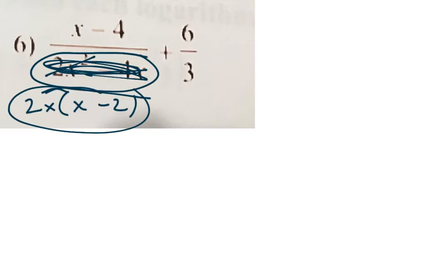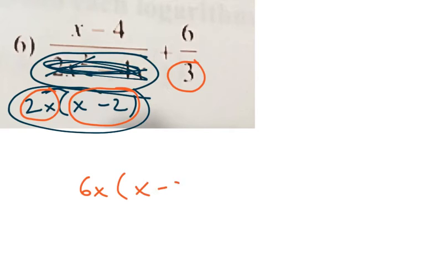Now, why do I want it factored again? Because that's going to help me find my common denominator. What is my common denominator? It's the combination of the 3 with the 2x with the x minus 2. Now, if you times that all together, guys, that's a 6x, x minus 2.